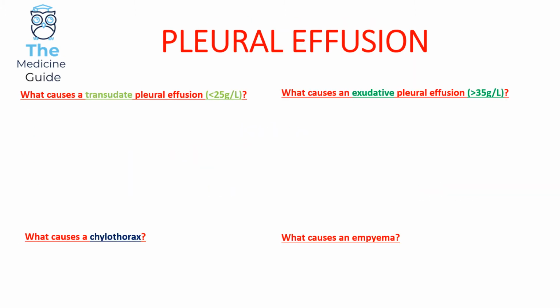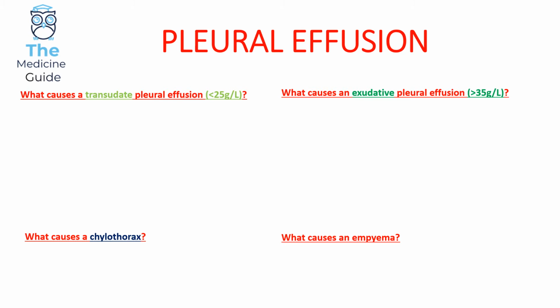So now let's look at pleural effusion, which also presents with pleuritic chest pain. There are two types of pleural effusions. We have a transudative pleural effusion, where the protein count is less than 25 grams per litre, or we have an exudative pleural effusion, where we've got extra protein, so the protein count is more than 35 grams per litre. And also we have a chylothorax and also an empyema.